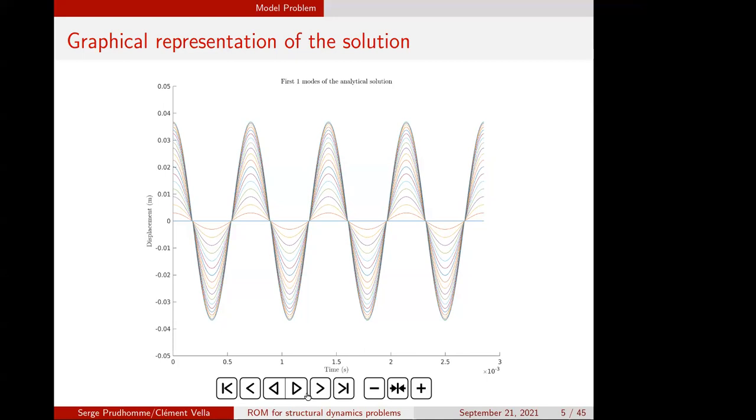So basically, I wanted to show the different modes and that the solution were converging to some triangles. Here I'm showing the displacement on the left, and along the x-axis it's the time. All right.